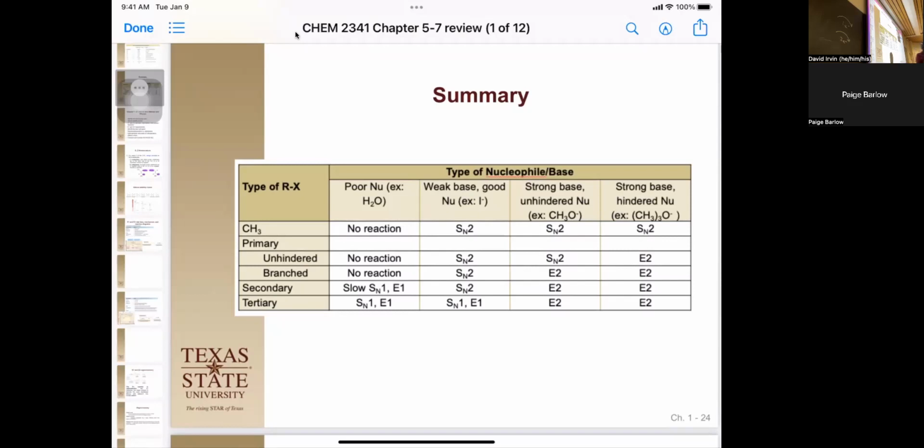I have a primary alkyl halide. I have cyanide ion, and I have it in acetone. No, let's put it in water. Okay, I have a good nucleophile. I have a primary alkyl halide. Does it matter that it's in water? Primary alkyl halide can't form a carbocation. It's going to be SN2.